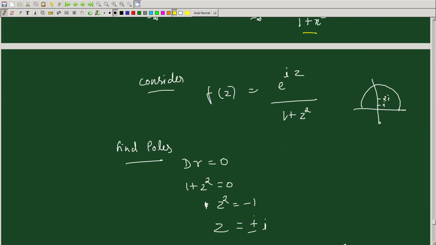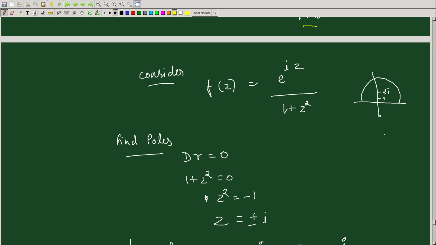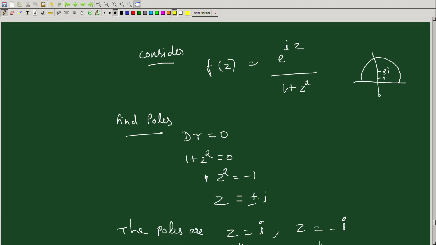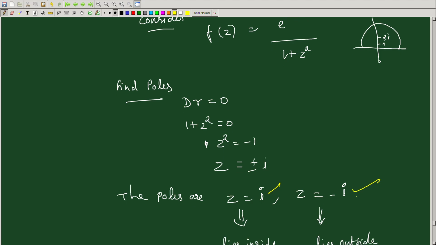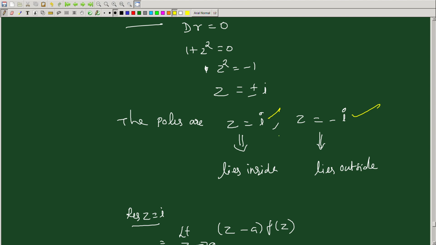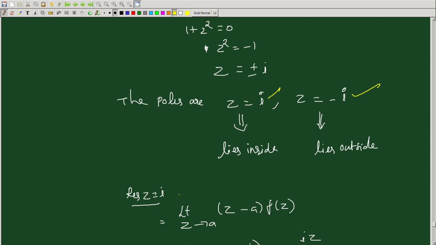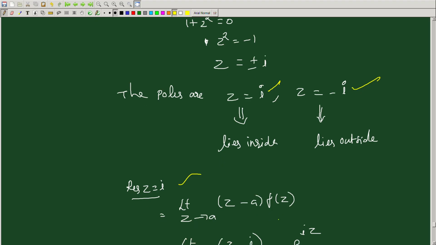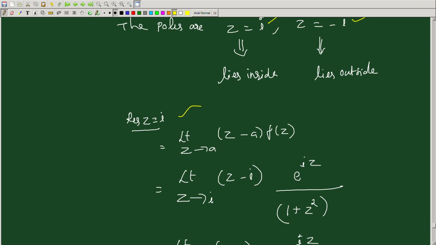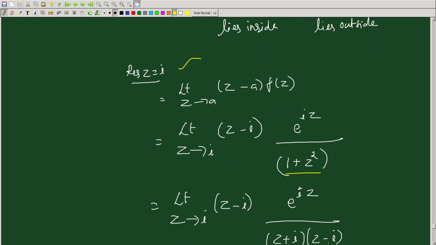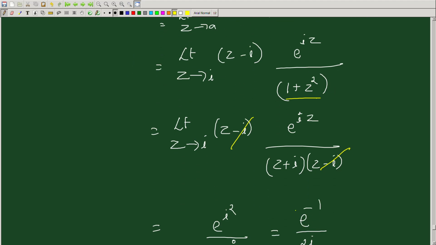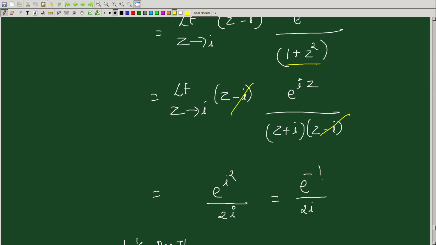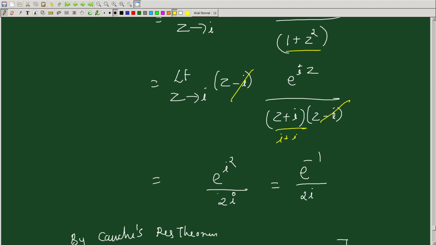After that, take the denominator and find the poles: denominator equal to 0. You get the same semicircle here also. z square equal to minus 1, z equal to plus or minus i. The positive i lies inside, the negative i lies outside, and the power is 1. So the residue at z equal to i: limit z tends to a, (z minus a) f of z. f of z is this, and the factor of this is (z plus i) into (z minus i). Cancelling this and substituting z equal to i, i square will come. e power i square is e power minus 1. Here i plus i, the denominator is 2i. So the residue is this.